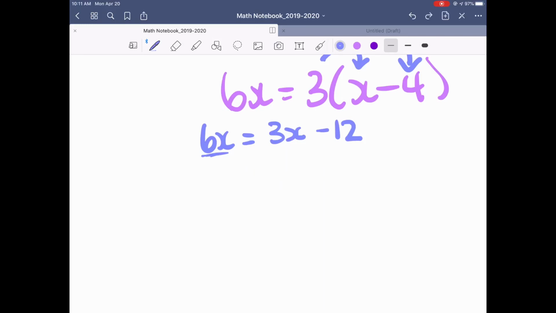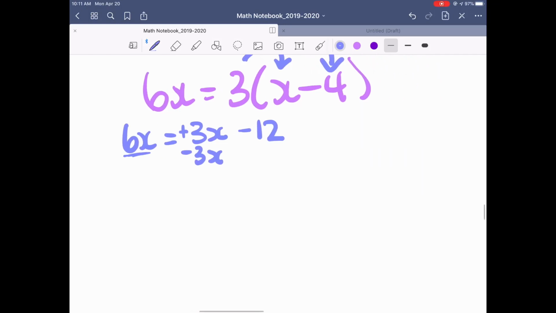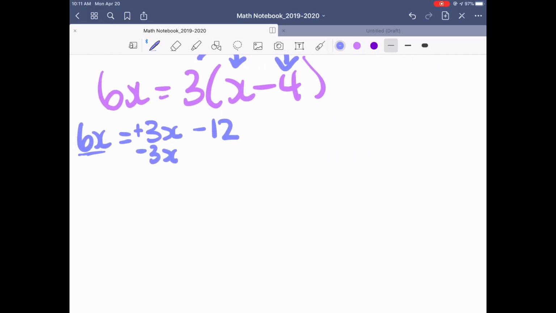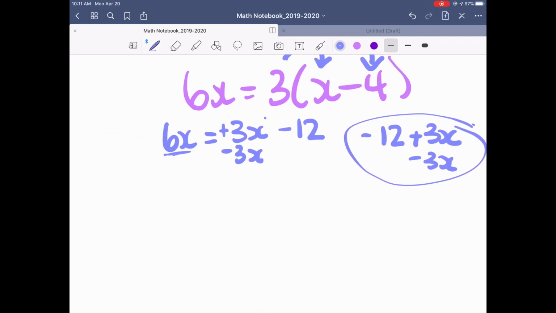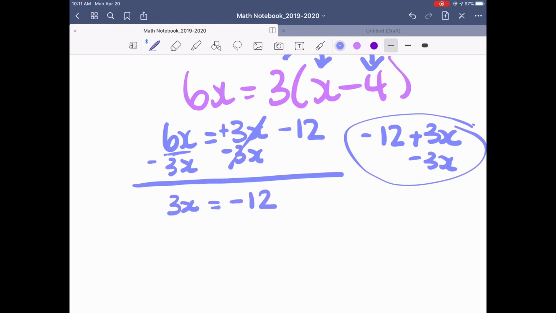So are we going to subtract 3x or add 3x? Well, we're going to subtract it because it was a positive here, right? If we rearranged this, it would be -12 plus 3x. So it's the same thing. We're just minusing 3x. Okay, these cancel, but what you do to one side, you have to do to the other. So 6x minus 3x leaves you with 3x equals -12.